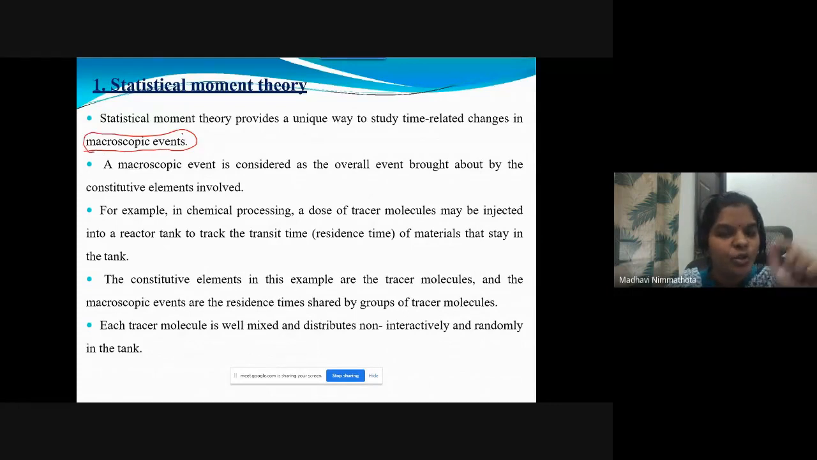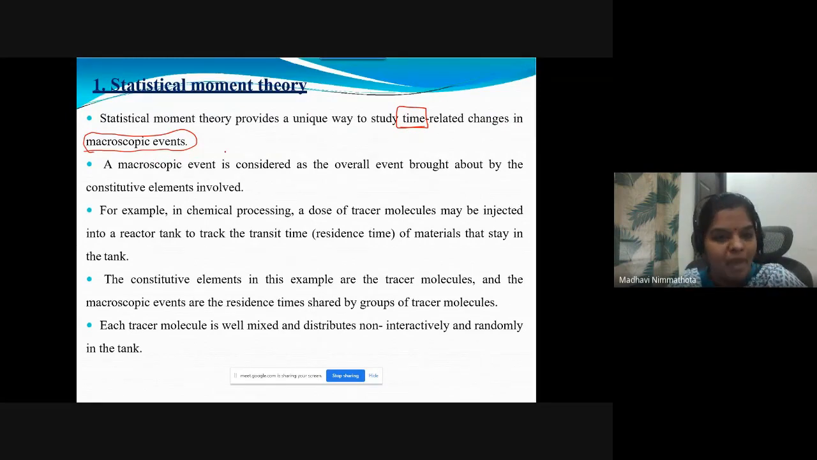Here you need to remember one thing: the behavior of the drug in our body. A drug consists of a number of molecules or particles, right? Once they enter our body, how they act on the basis of time. So here we need to take time into consideration, the time-related changes in the macroscopic event.